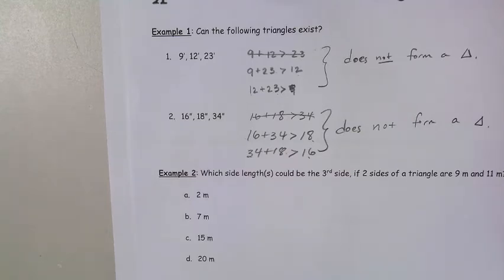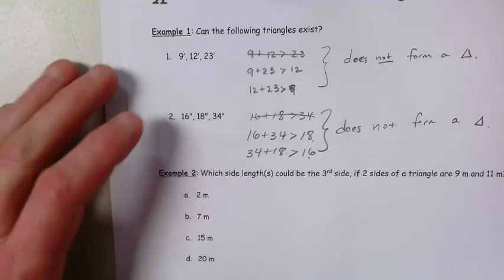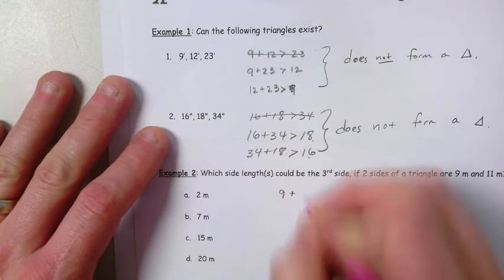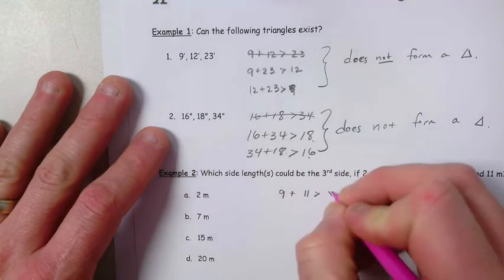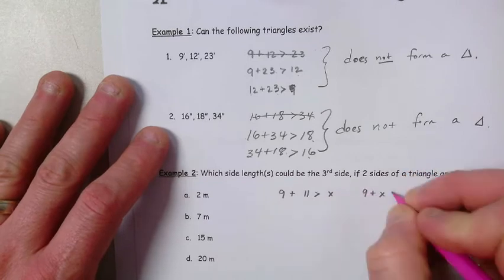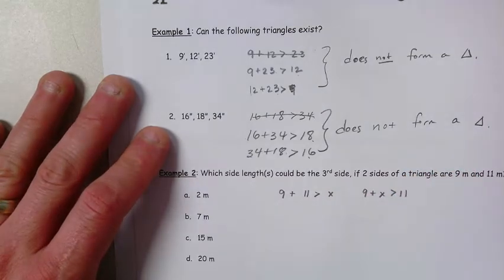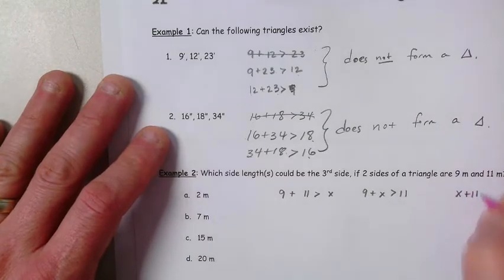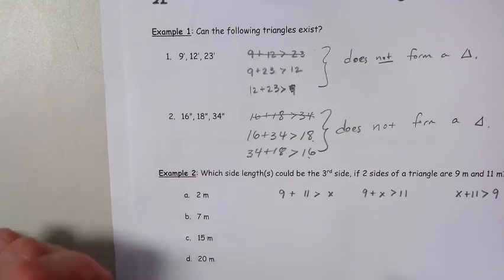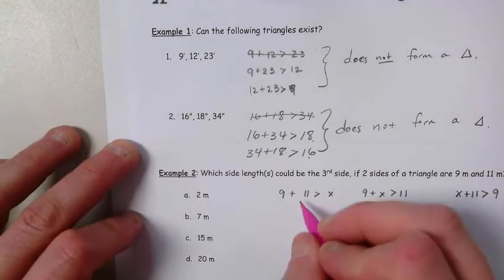Now, the next example says, which side lengths could be the third side? Two sides of a triangle are 9 and 11. So here's the deal. The two side lengths, being 9 and 11, have to be bigger than the third side. Did you see that? I made the third side x. I'm going to go ahead and solve these. Now, here's what's happening. This is 20.